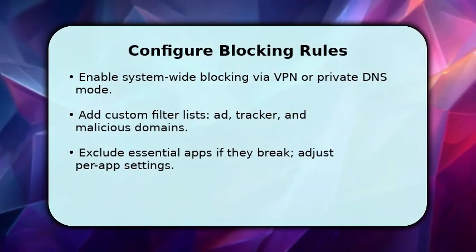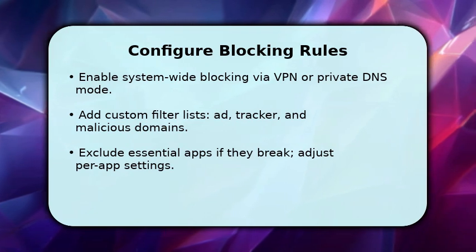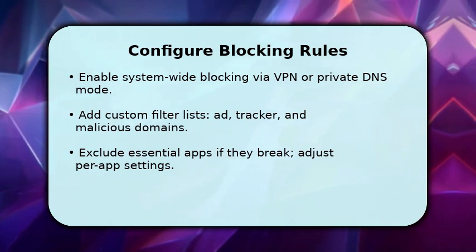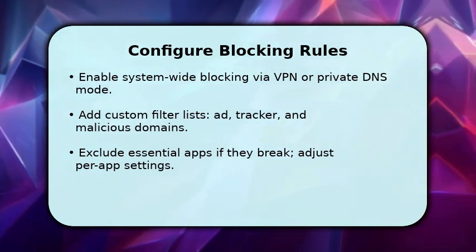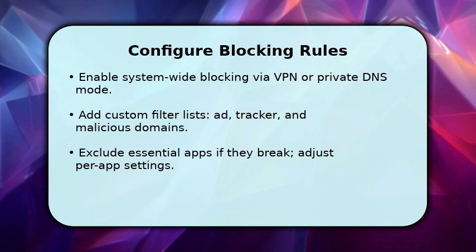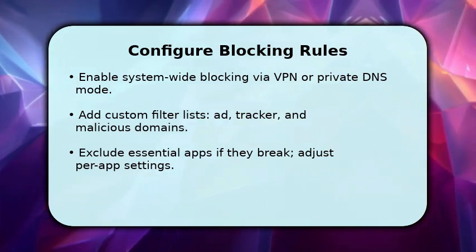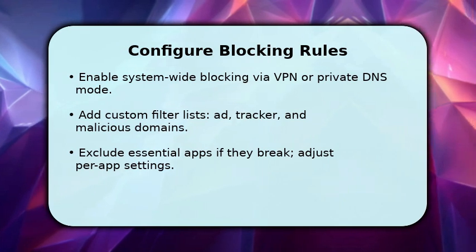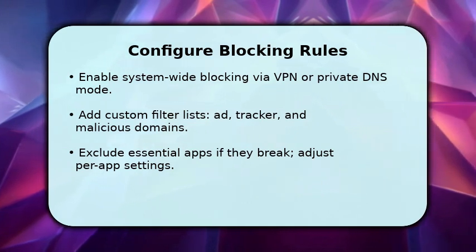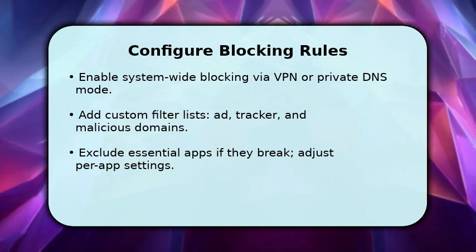Now you configure precise blocking rules so ads disappear across apps and browsers. First, choose system-wide blocking using the app's VPN or set a private DNS hostname and activate it. This intercepts ad domains globally. Then import or subscribe to curated filter lists, ad, tracker, and malware lists to cover common hosts. If an app malfunctions after blocking, exclude that app temporarily or toggle individual filters. This preserves functionality while keeping most ads blocked.